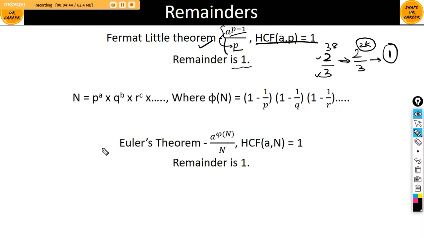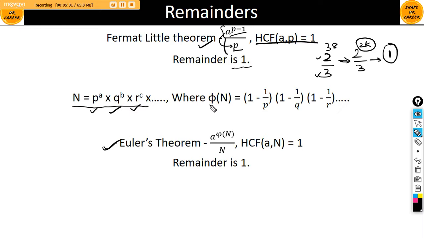On the other side, Euler's theorem states that if there is a number n which when factorized will be of the form p raised to power a into q raised to power b into r raised to power c, and so on, where p, q, r are prime numbers.